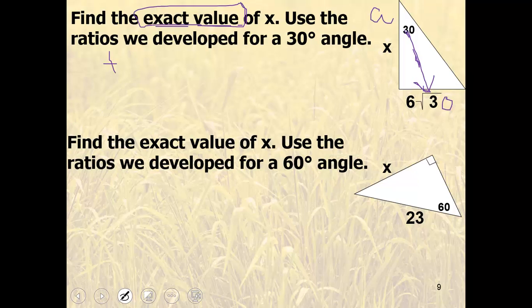So I have the tangent of 30 is equal to 6 square roots of 3 over x. This is nothing more than the square root of 3 over 3.